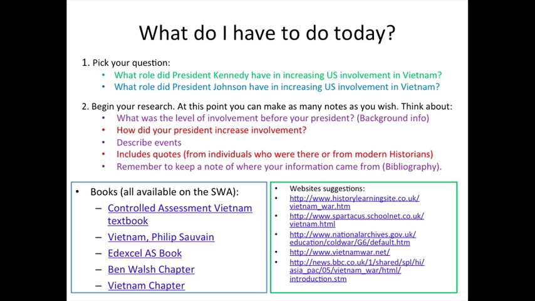Think about the following things that you need to make sure that you research. What was the level of involvement in Vietnam before your president took power? Secondly, how did your president increase involvement in Vietnam? Thirdly, describe the events that they were involved in. Fourthly, include quotes from individuals who were there or from modern historians, ideally both. And finally, remember to keep a note of where your information came from. Ensure that you keep a bibliography.